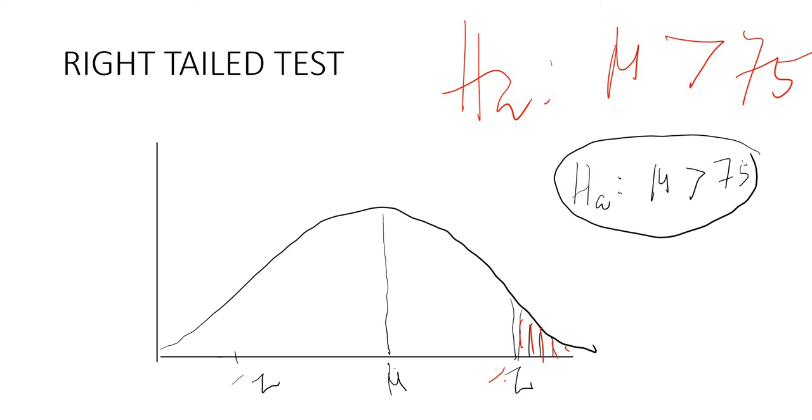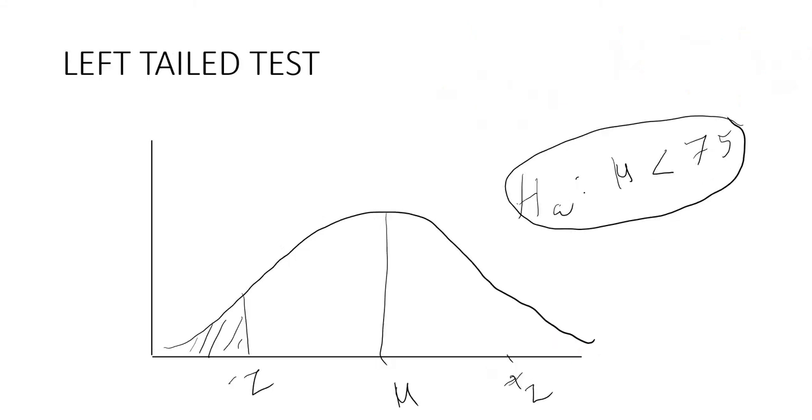This is the z value. This is the plus z, and this is the minus z. So this is a right-tailed test. For a left-tailed test, the alternative hypothesis is that the mean is less than 75. If it is less than, it is a left-tailed test. If it is greater than the mean, it is a right-tailed test. After the lifestyle change, in the alternative hypothesis, the mean value has decreased. So that is a left-tailed test. You are getting the point.